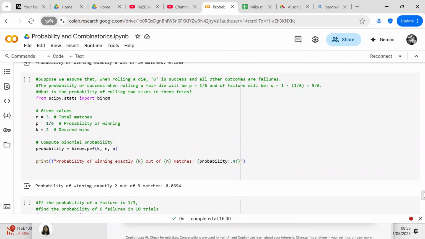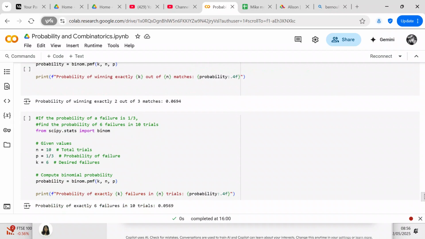So again, we're going to import SciPy. From scipy.stats, we're going to import binom. Then the given values are the total trials, N equals 3. The probability of success is P equals 1/6. And the desired successes, K equals 2. So we're going to compute the probability. Probability equals binom.pmf, that's probability mass function, K, N and P, which gives you an answer of 0.0694. That's your probability.